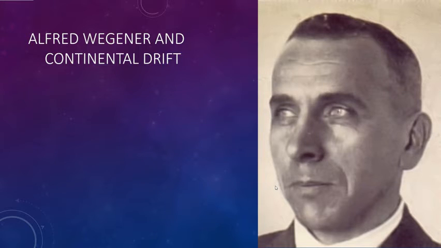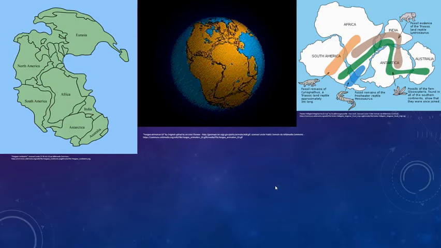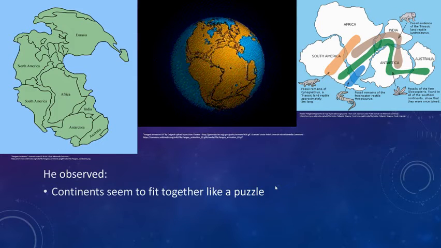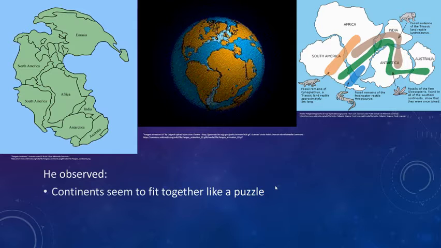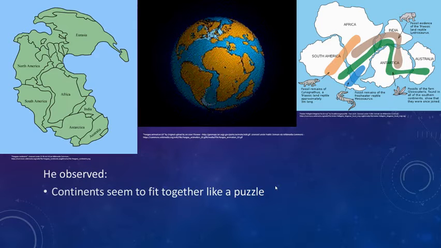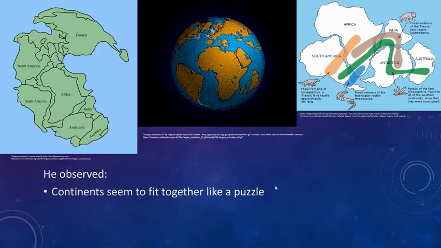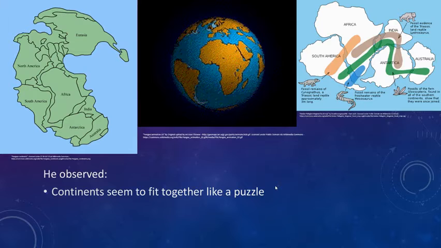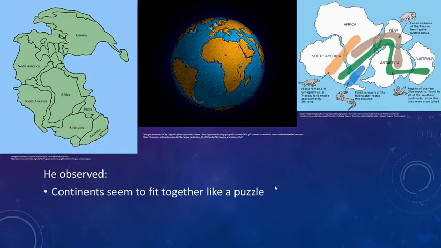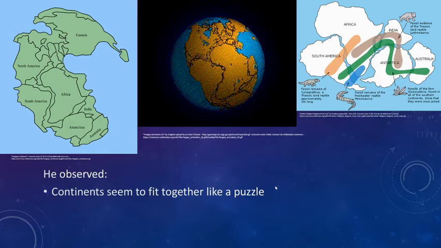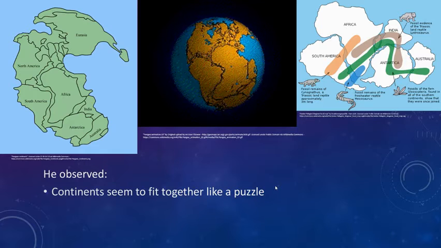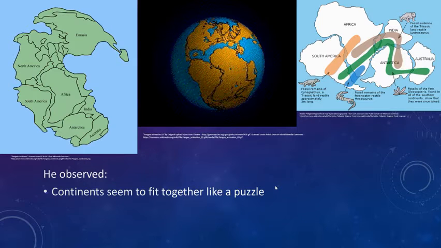What Alfred Wegener said was that the continents seem to fit together like a puzzle. Parts of North America seem to fit with North Africa. Parts of South America seem to fit with Southern Africa, I should say, not South Africa, the country. And so on. Lots of other countries fit like puzzle pieces with lots of other countries.